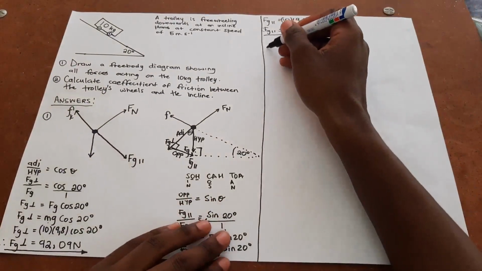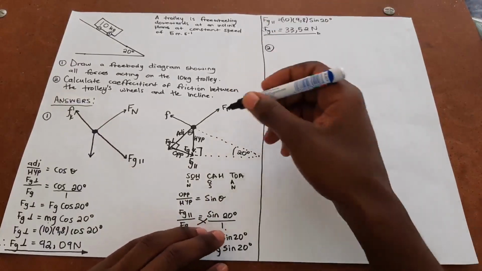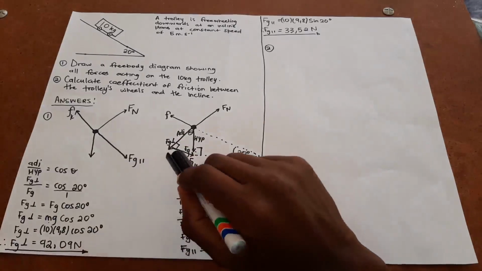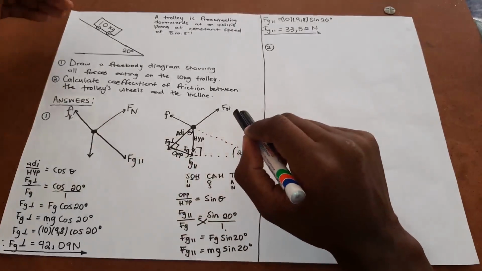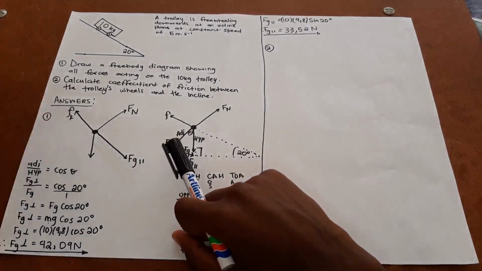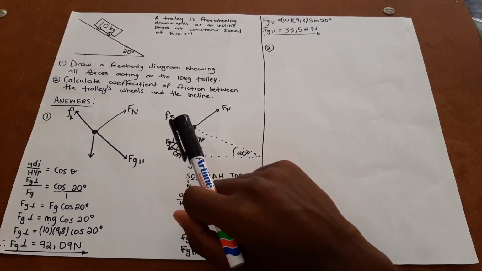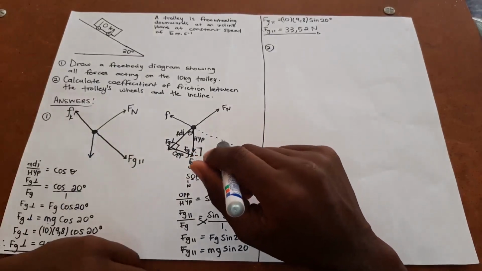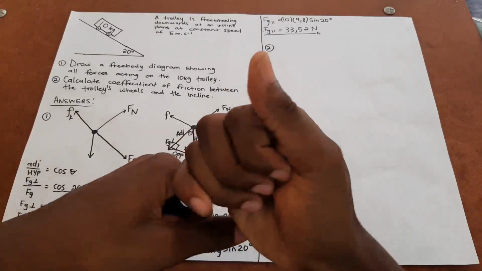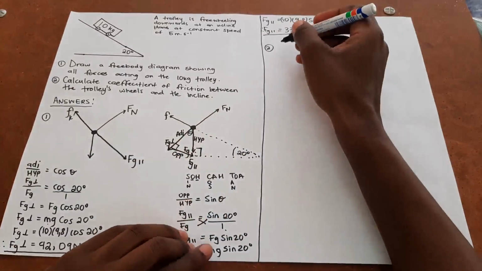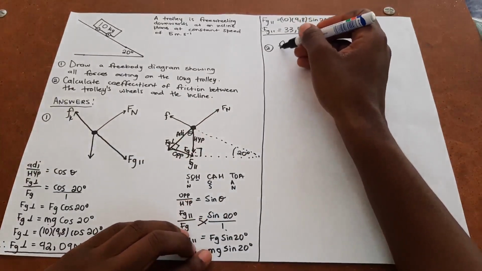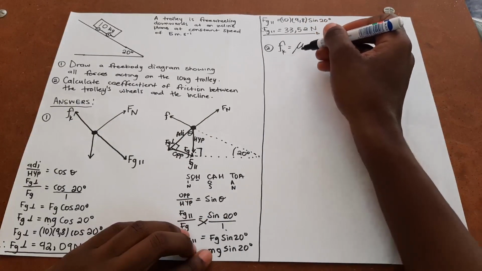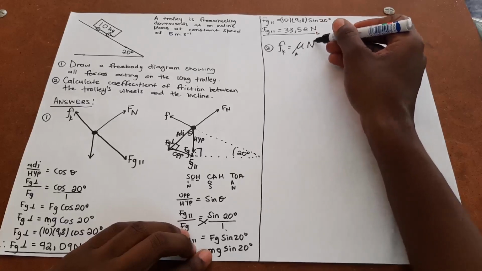So number two says calculate the coefficient of the frictional force between the trolley's wheels and the incline, meaning that there is a kinetic frictional force acting on that 10 kg block moving downwards. It's opposing the motion as I showed in the free body diagram. In order for us to calculate it, the kinetic frictional force is equal to mu multiplied by the normal force.